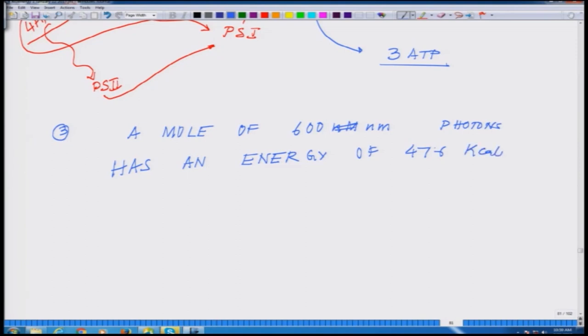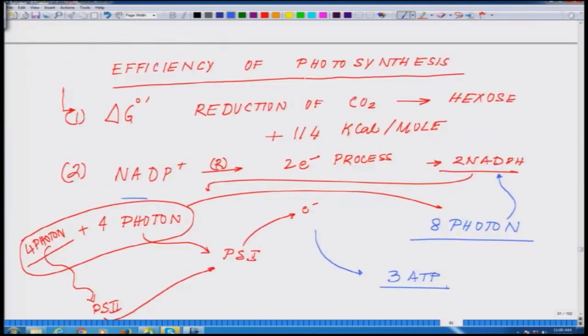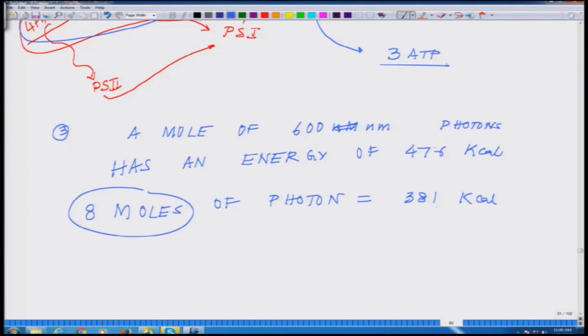And so the energy input of 8 moles of photon will be equal to 381 kilocalorie. Why 8 moles? From where is this 8 moles coming? If you go a little further up, see the 4 photon and 4 photon, 8. So this is where the 8 moles of photon needing 381 kilocalorie comes from.